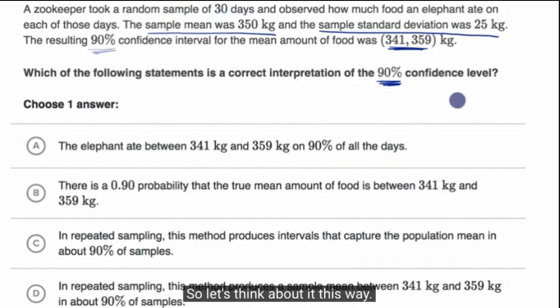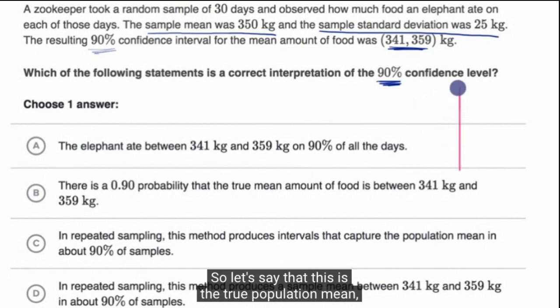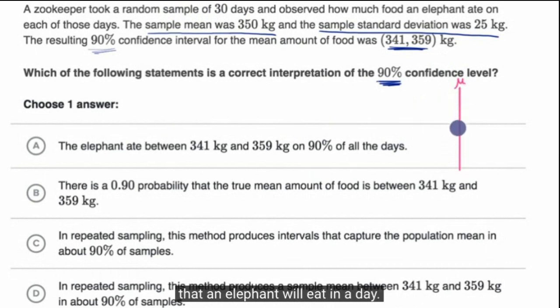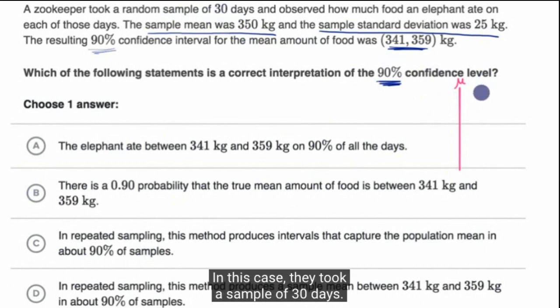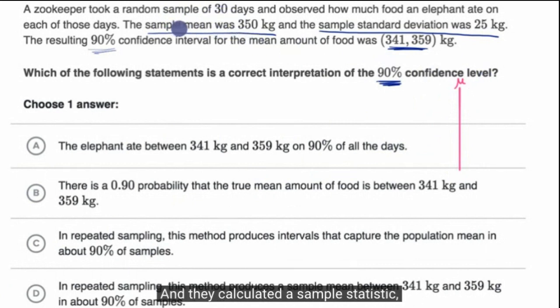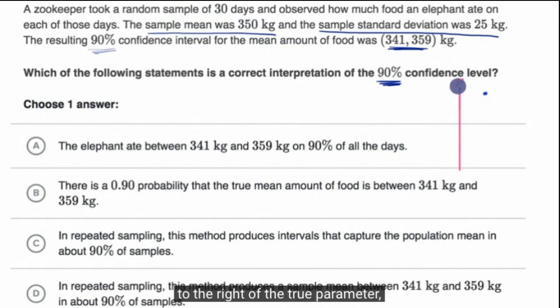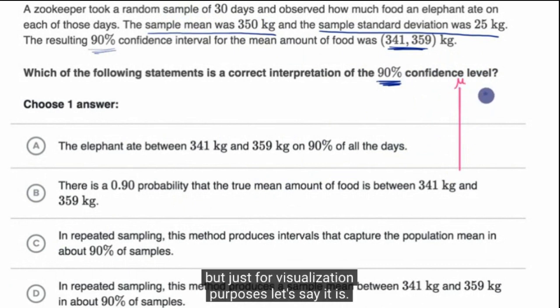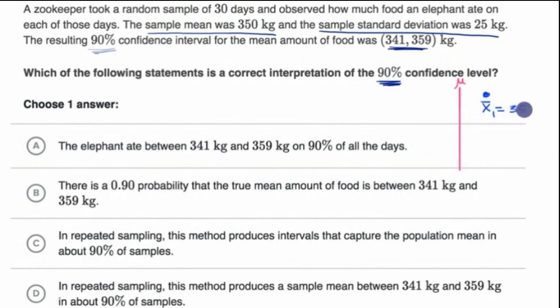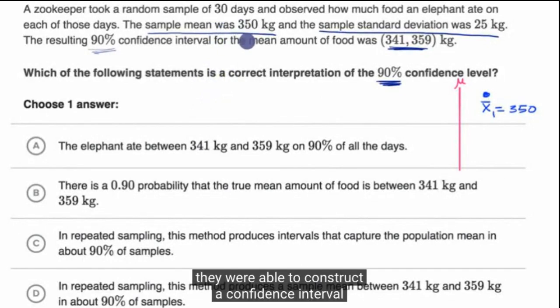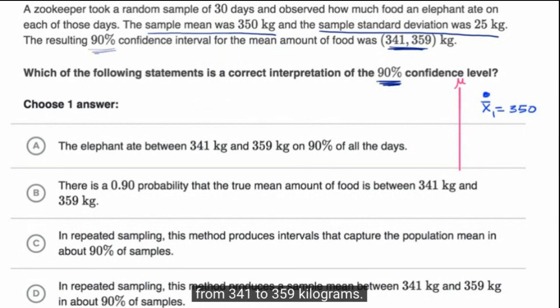Let's think about it this way. So let's say that this is the true population mean, the true mean amount of food that an elephant will eat in a day. What the zookeeper can try to do is take a sample, and in this case, they took a sample of 30 days, and they calculated a sample statistic, in this case, the sample mean, of 350 kilograms. I don't know if it's actually to the right of the true parameter, but just for visualization purposes, let's say it is. Let's say this is their first sample, the sample mean was 350 kilograms. And then using the sample, they were able to construct a confidence interval from 341 to 359 kilograms.